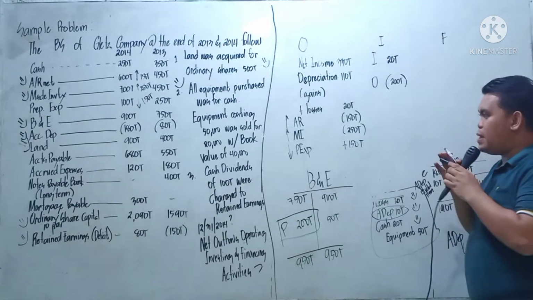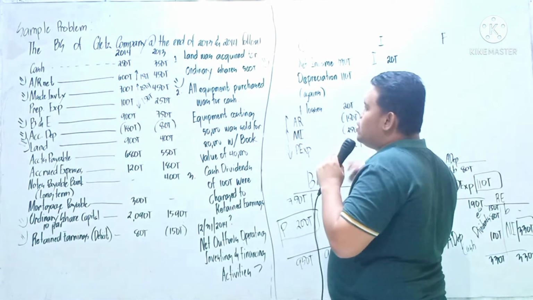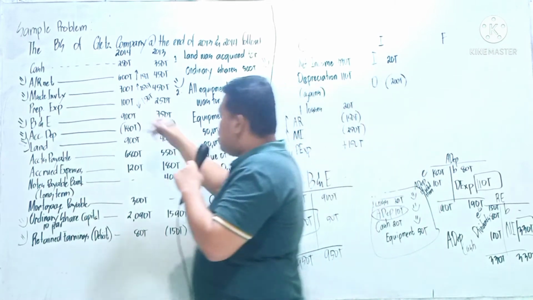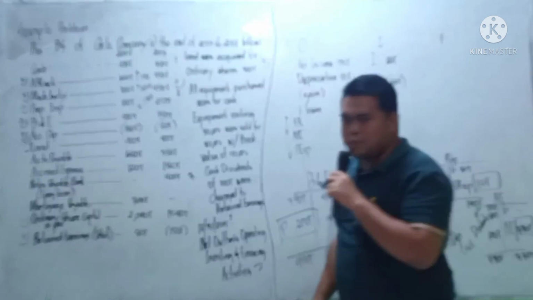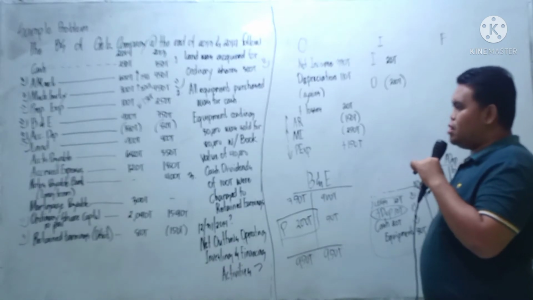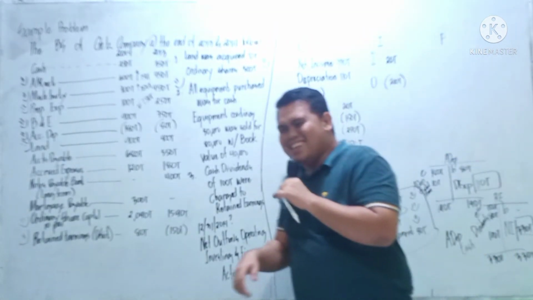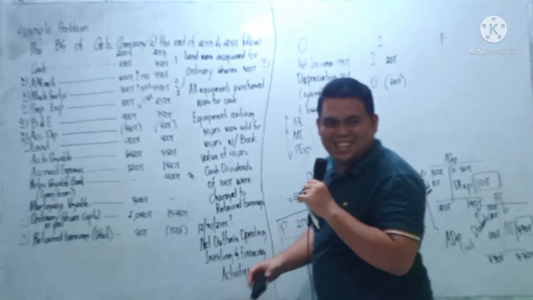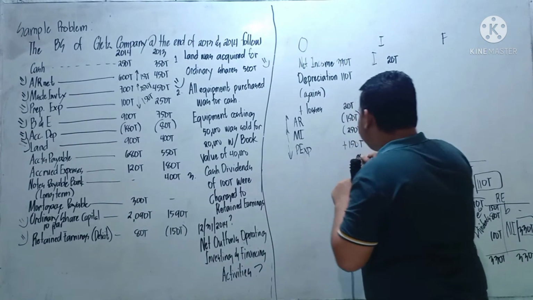So, the prepaid expenses decreased, so add it. Almost everything is filled in. So, your accounts payable, as you can see, it's a liability. But it's related to operations, right? So, what do we do with it, so that you can continue with operations?